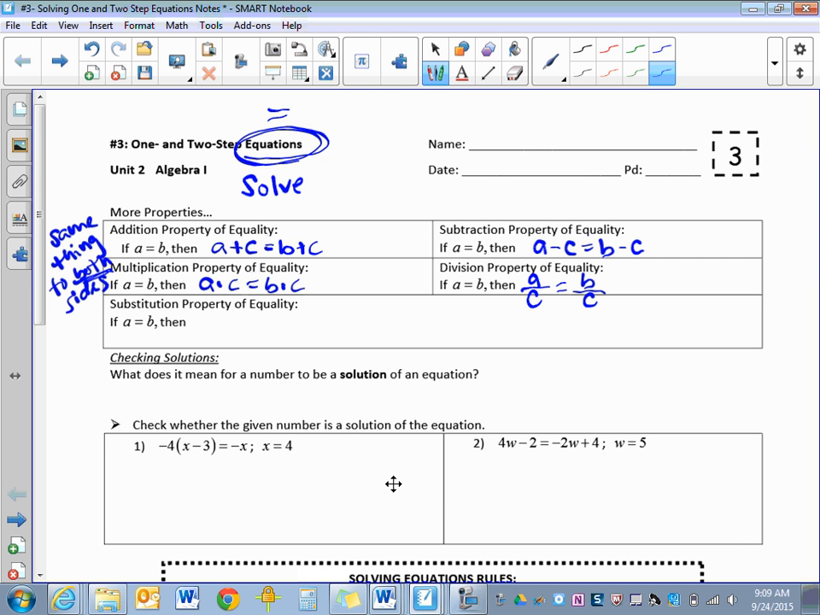What does the equal sign represent? What does an equal sign mean? Equation. That they're the same on both sides. This equal sign means they're the same on both sides.